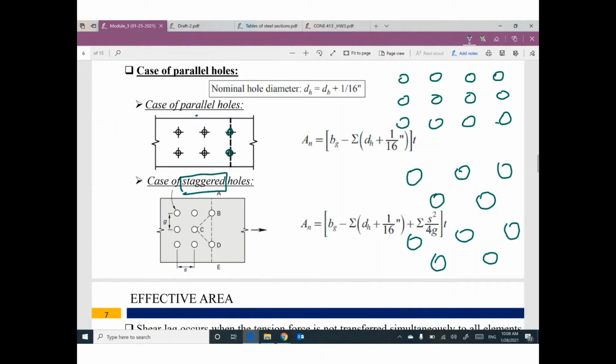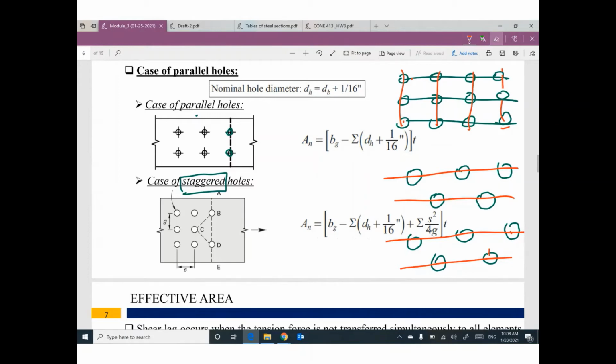But in the first arrangement, we have rows and we have columns. In this one we have rows, but they are staggered. This column and another column, and like this. So you need to figure out what the arrangement or the assumption of the arrangement of the holes is.